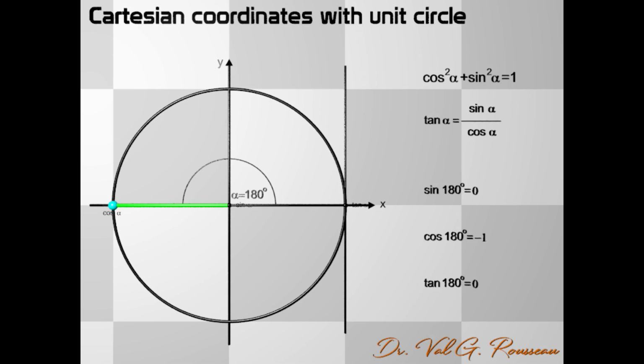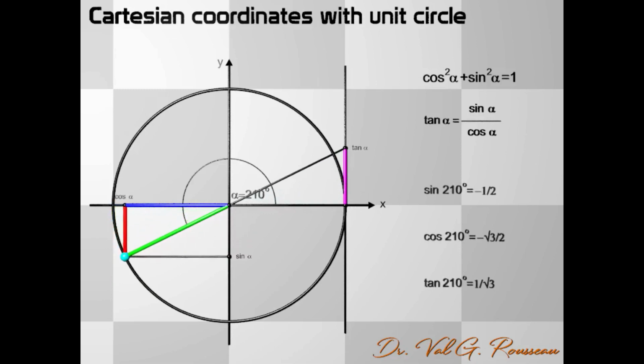Okay, I guess you got the idea. We can now move faster. For an angle of 210 degrees, the sine becomes negative and the tangent is back to positive. I'll let you check that we obtain the following values.